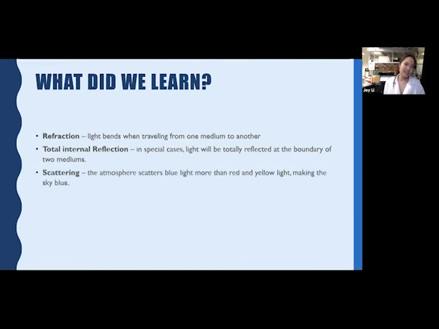And lastly, we just talked about scattering and why scattering makes the sky blue and the sunsets red. So by scattering the blue light more than the yellow and red light in the atmosphere, we see the sky as blue normally, but during sunsets, when the sunlight has to travel through more of the atmosphere, most of the blue gets scattered away and we see a red, beautiful sunset.